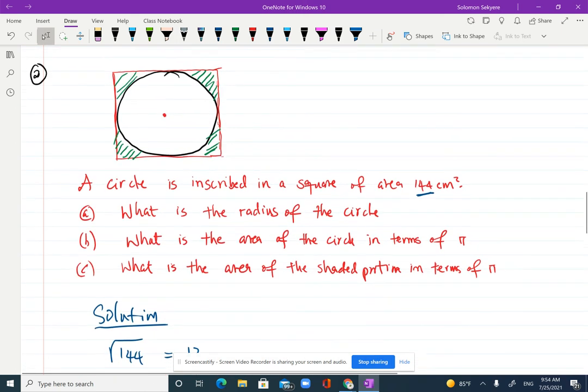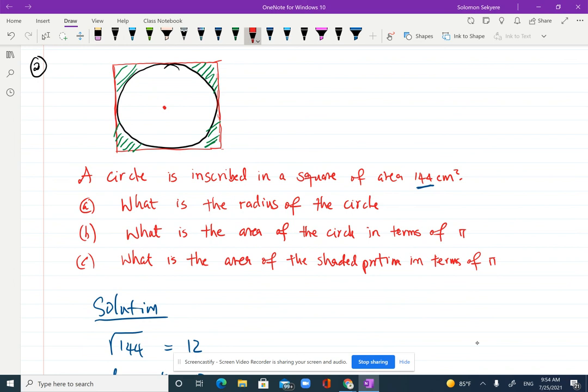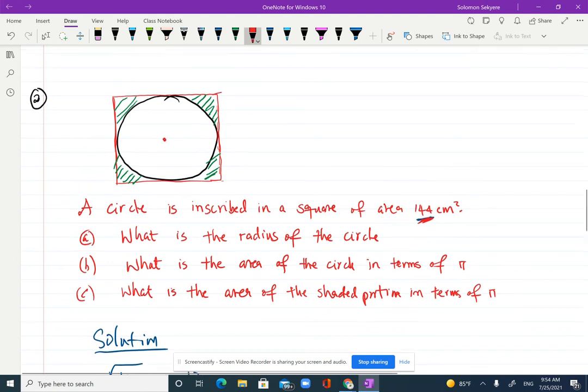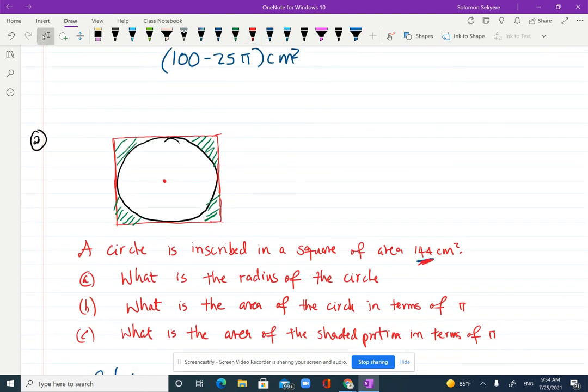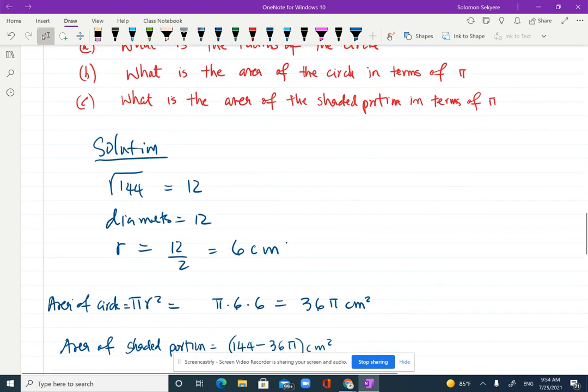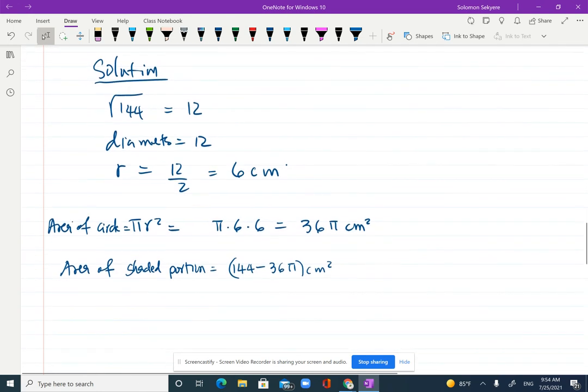So try it. Here you are given the area of the square. Before, you were given the side of the square. This time you are given the area. What is the radius? What is the area of the circle in terms of pi? And what is the area of the shaded portion in terms of pi? Pause the video, try, come back and check the answers. Okay, these should be the answers. The radius is 6 centimeters. Then the area of the circle, and then the area of the shaded portion.